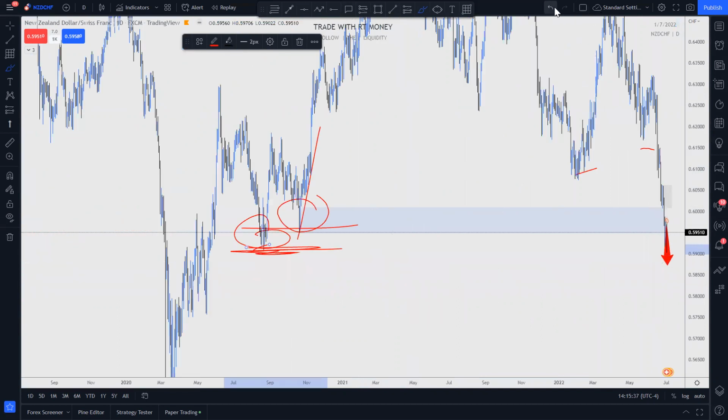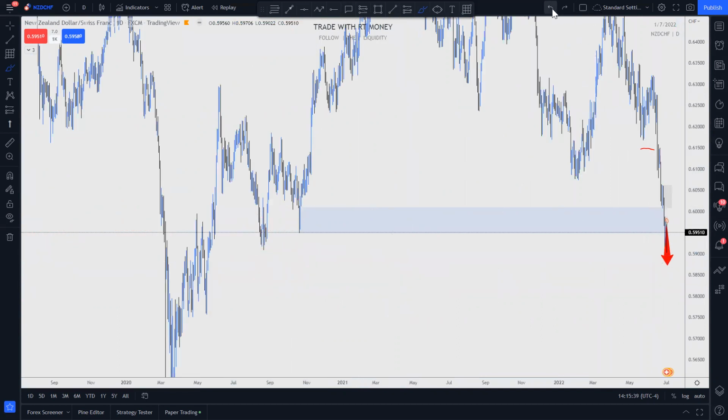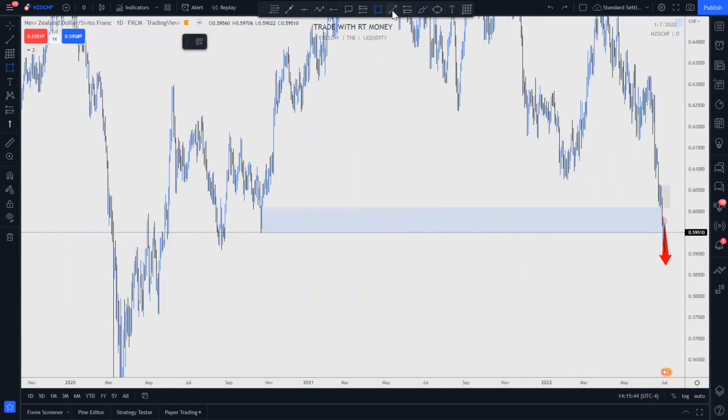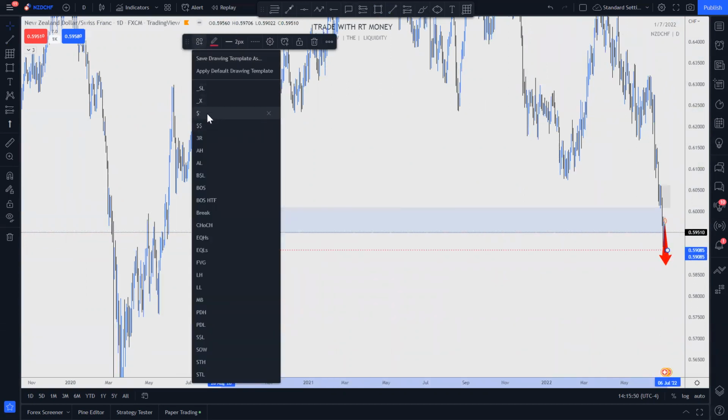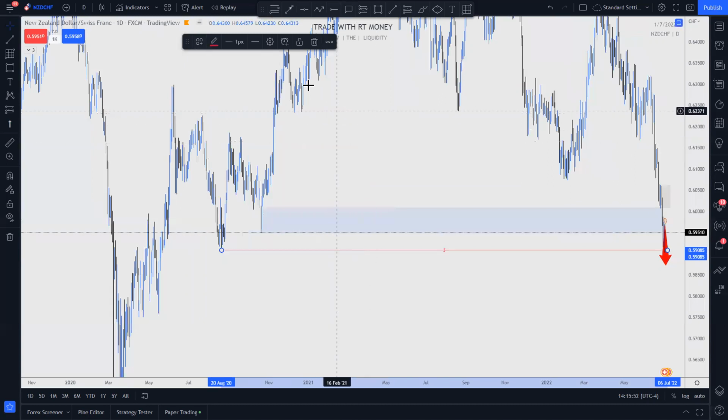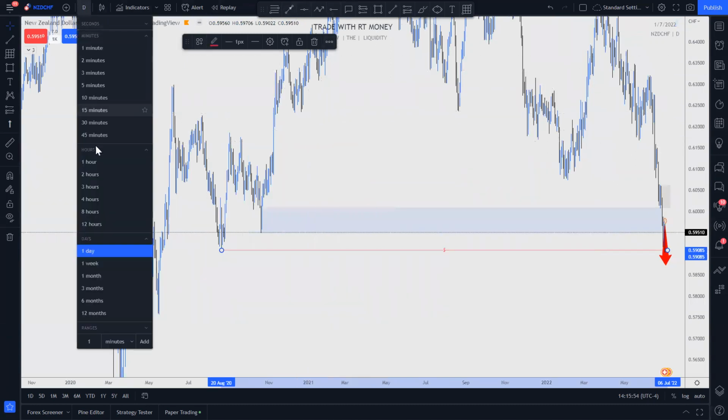Okay, and let me see something here. Let me mark that for you because I love my people. All right, let me mark this for you. Boom. Boom. This is going to be our next point of liquidity. Target for liquidity. Let's go to the 4-hour.